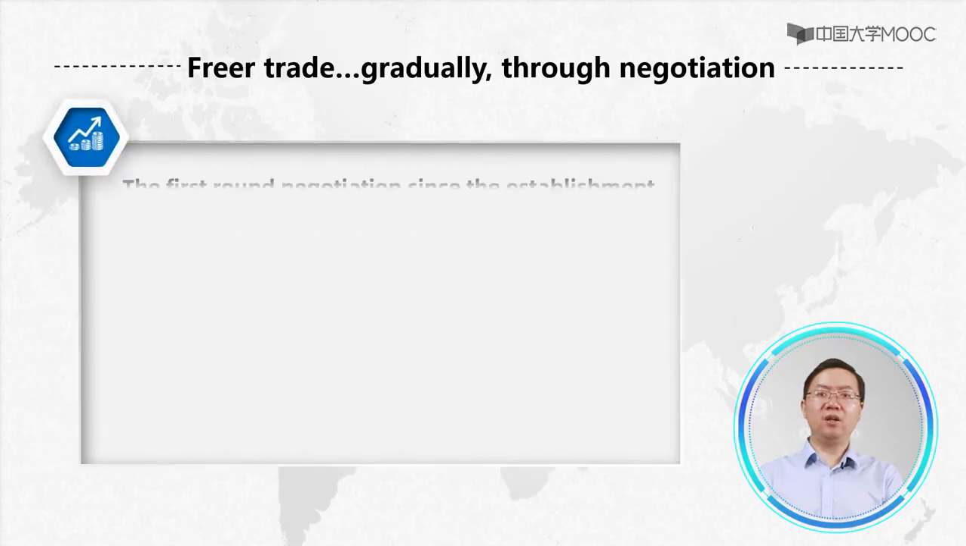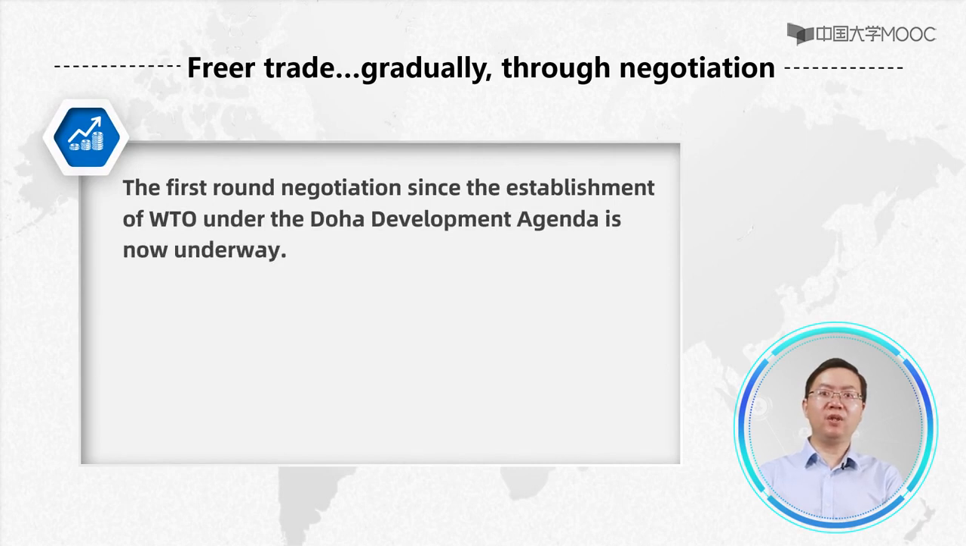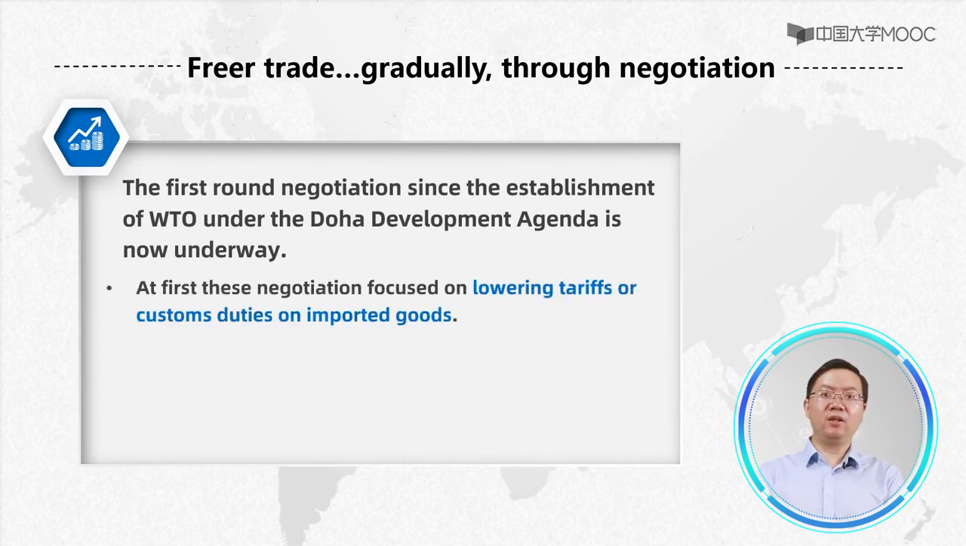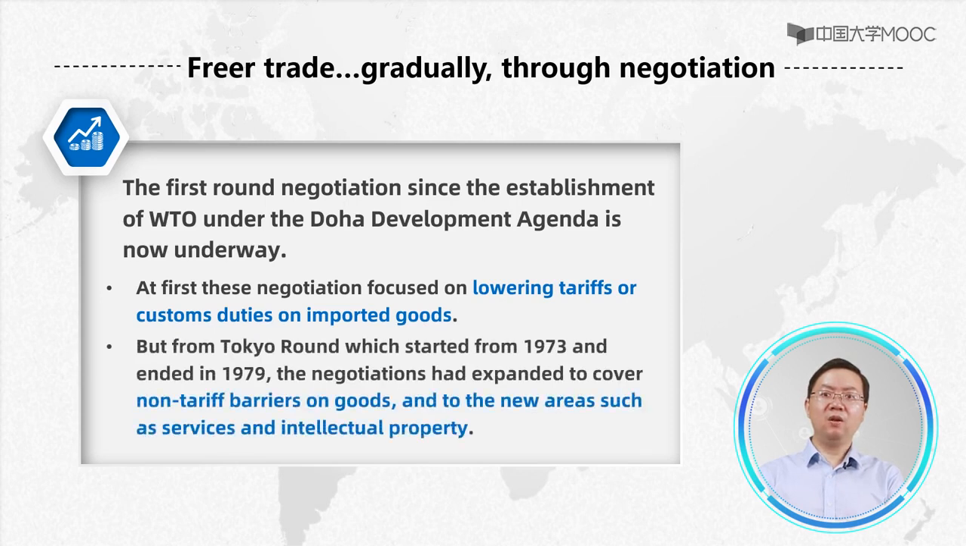From the creation of GATT in 1947 to 1994, there have been eight rounds of trade negotiations. The first round of negotiations since the establishment of the WTO, the Doha Development Round, is now underway. At first, negotiations focused on lowering tariffs or customs duties on imported goods. But from the Tokyo Round, which started in 1973 and ended in 1979, the negotiations expanded to cover non-tariff barriers on goods and new areas such as services and intellectual property.